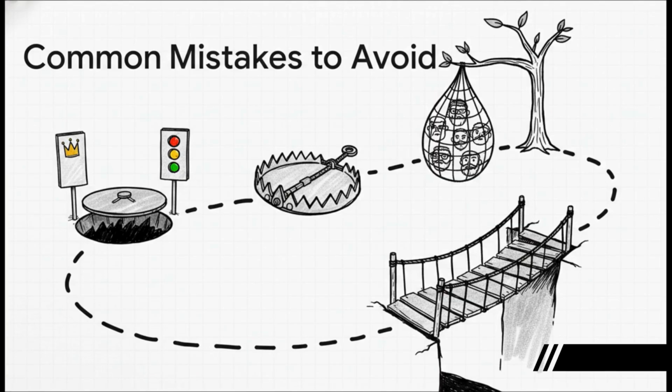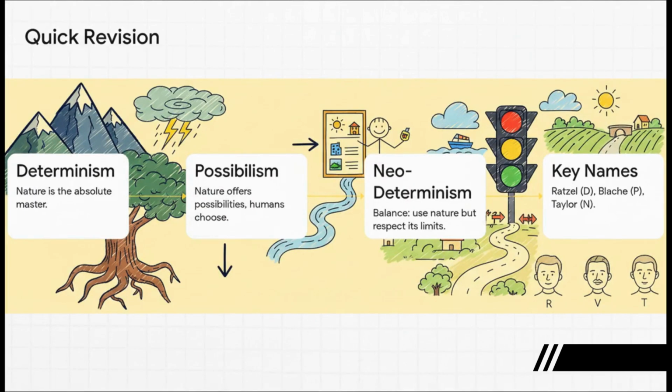Avoid these traps. All right, let's do a super fast 60-second recap. Ready? Let's go. One, determinism. Nature is the boss. Thinker, Ratzel. Two, possibilism. Nature gives a menu, people choose. Thinker, Vidal de la Blache. Three, neo-determinism. The middle path, the traffic lights. Thinker, Griffith Taylor. And your memory check? DPN. Boom. That's the whole chapter.